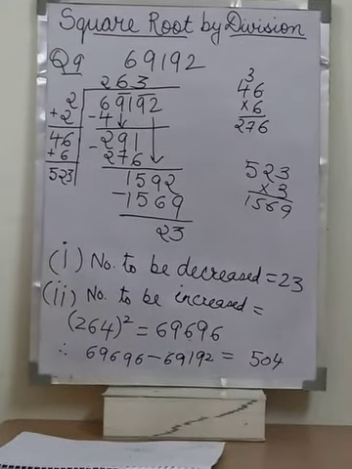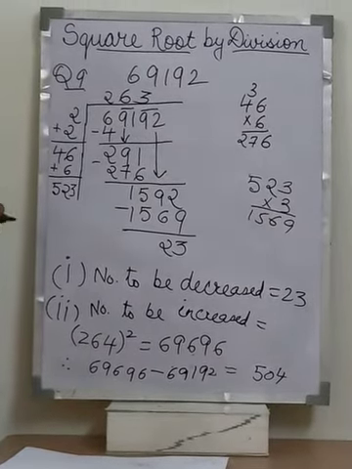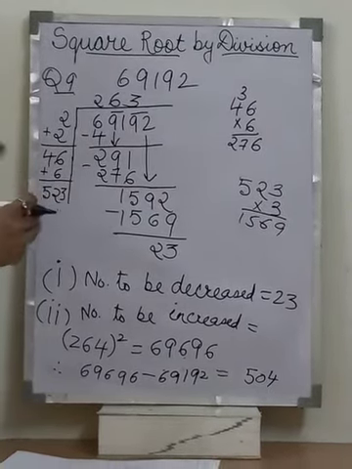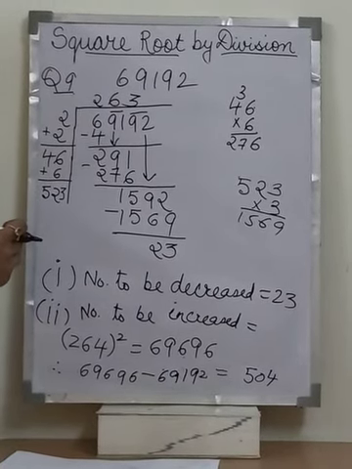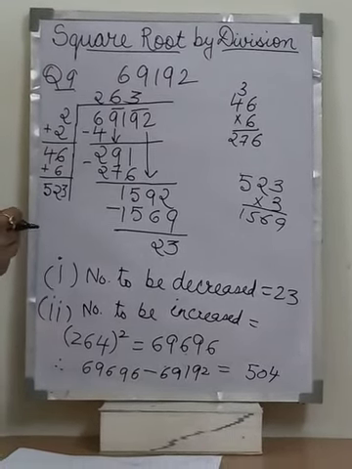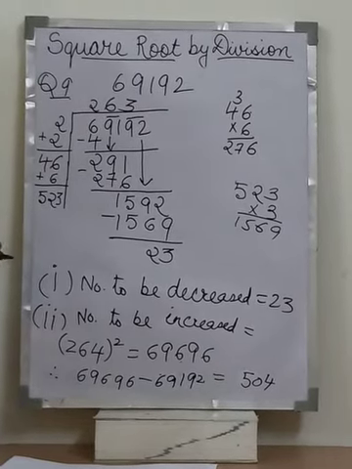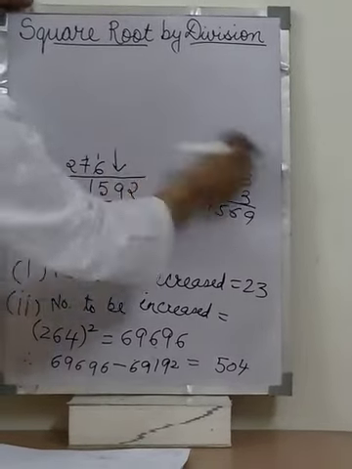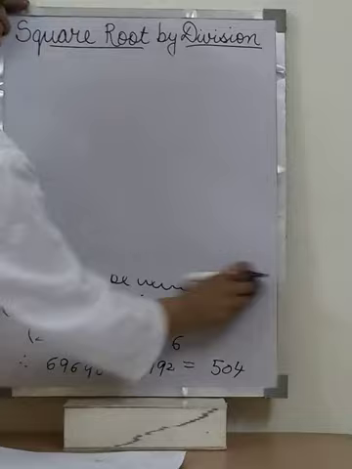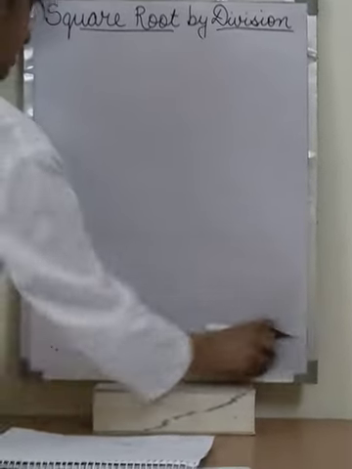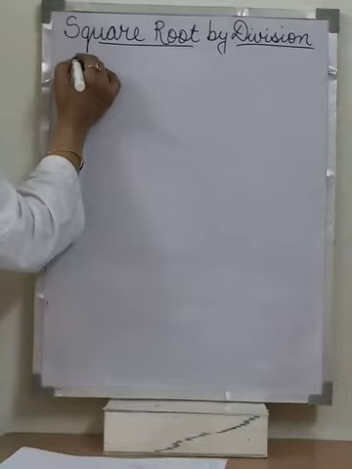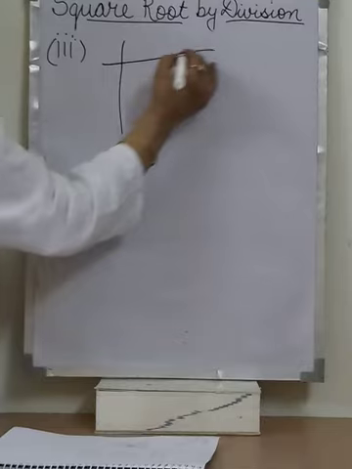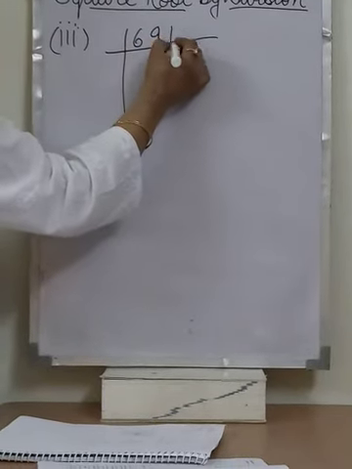The next part is multiply and divide. Whenever you are looking for multiplication and division, we know very well that square root can be found by prime factorization as well as the division method. When we are looking for the number to be multiplied or divided, we do the prime factorization. So for the next two parts, we do the prime factorization of the given number. Third part, number to be multiplied and to be divided, we do the prime factorization of 69192.